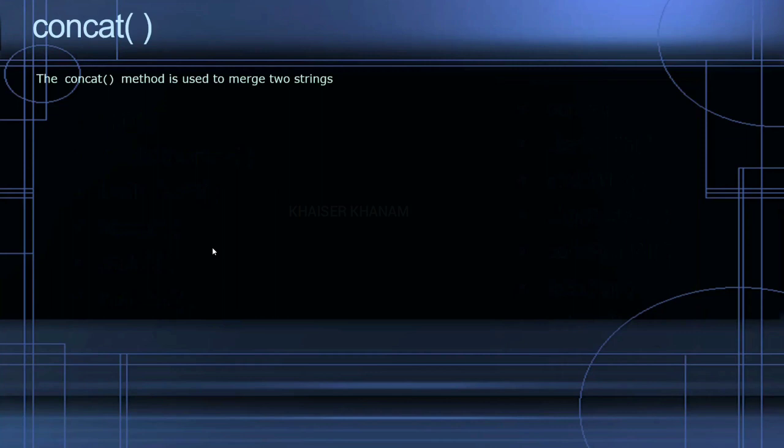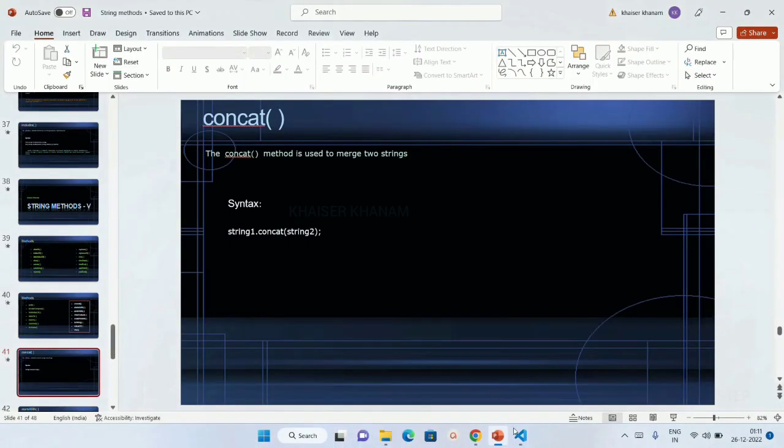Now first let us see about the concat method. What this method is going to do is merge two strings. Now here is the syntax. First string dot concat, and inside this parenthesis I just have to pass the string which I have to merge with string 1. First let us see an example of the concat method.